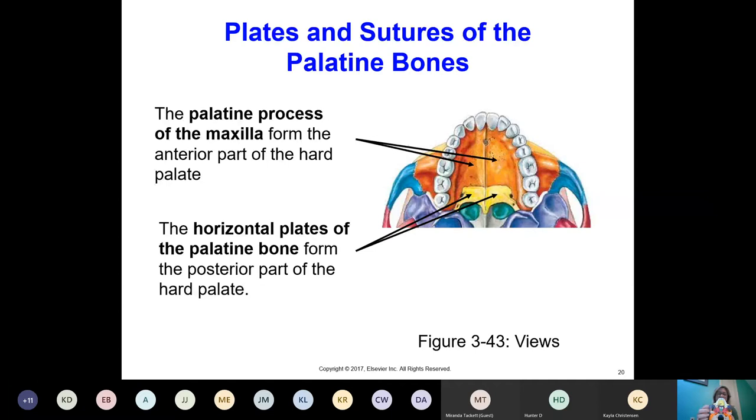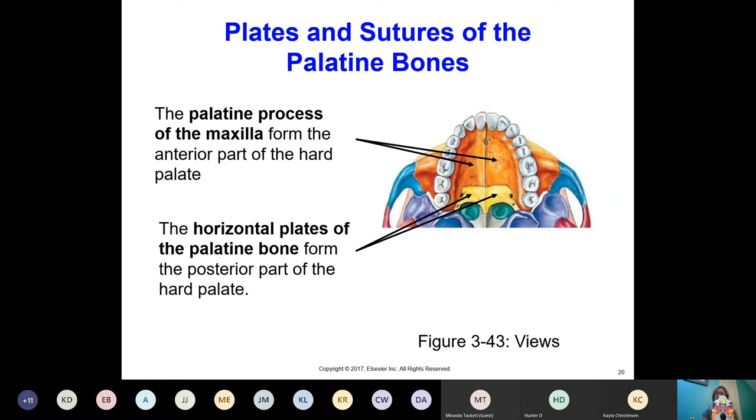And then the posterior part are the horizontal plates, meaning plates being flat, because that's what plates are, like dinner plates. So they're flat bones and they run horizontally, of the palatine bone. So those are the horizontal plates of the palatine bone, and they form the back or posterior part of the hard palate. So four bones make up the hard palate.